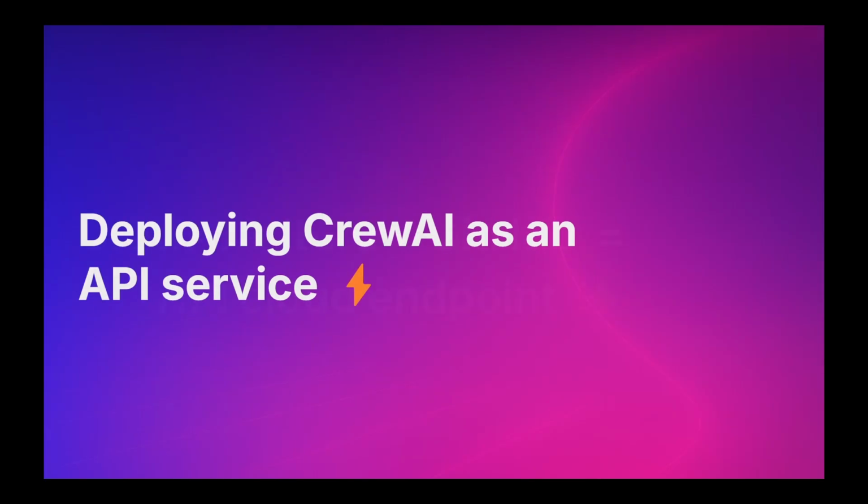So you've built a cool CrewAI agent, maybe doing some research or automating a task. That's awesome. But right now, it perhaps just runs on your machine. And the question is, how do you make it available for others to use or integrate it into a larger application? That's where deploying it as an API service comes in. In this video, we'll walk through how to take your existing CrewAI agent code and expose it as a serverless API endpoint in the cloud.